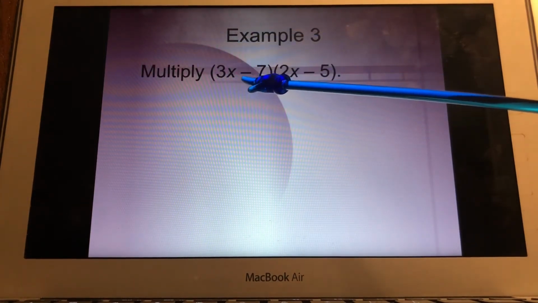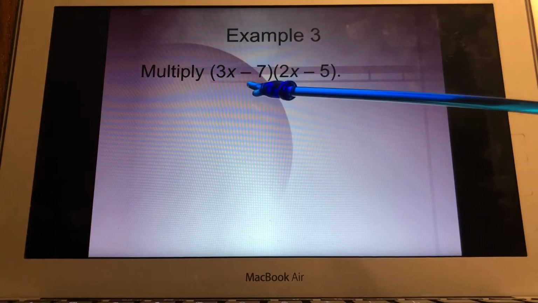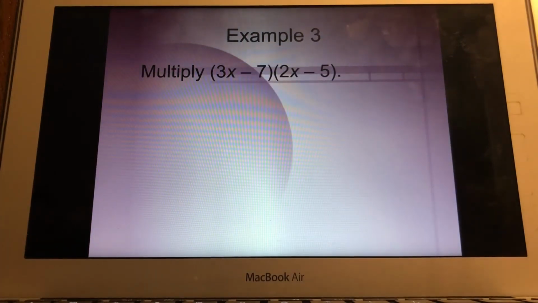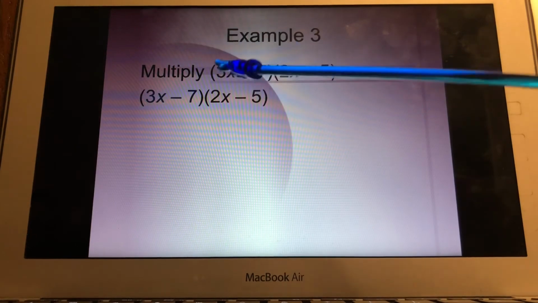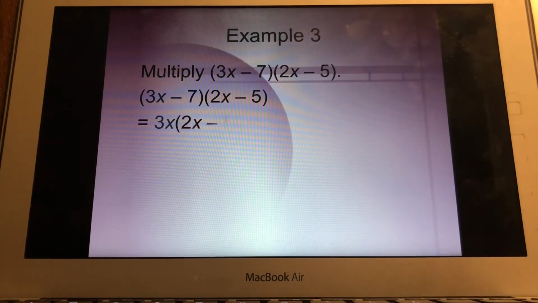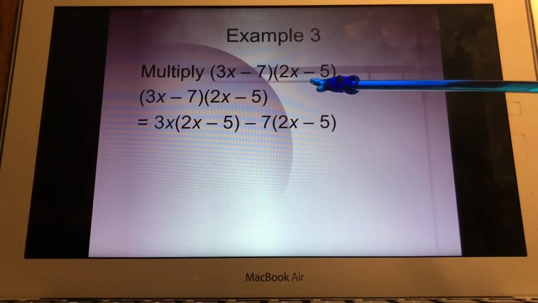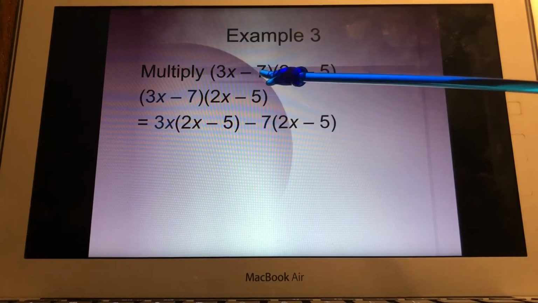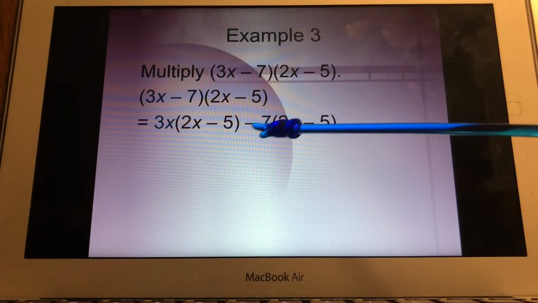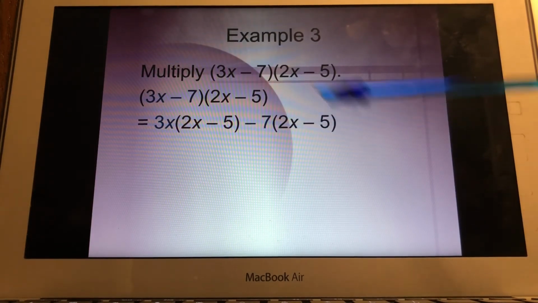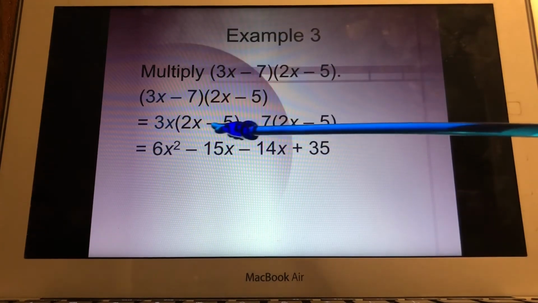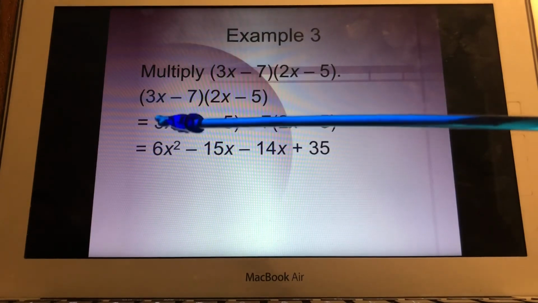Now, this would be another example of the one we just did. I'm going to first take 3x and multiply by 2x minus 5. Then I'm going to subtract 7, so minus 7 here, and multiply that also, distributing it through 2x minus 5. So now I'm going to use the distributive property to simplify all that.